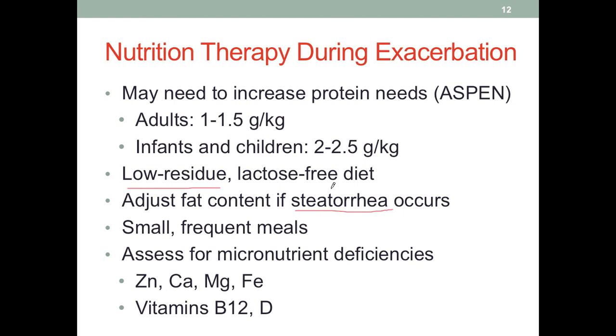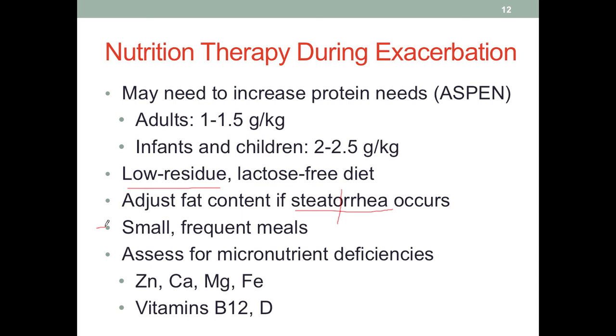So looking at this word here, we have steato, which is the prefix for fat, and then rhea, meaning flow, as in diarrhea, with the increased flow of stools. So here for this term, it's meaning that we have fat appearing in the stools. Small frequent meals may also help.